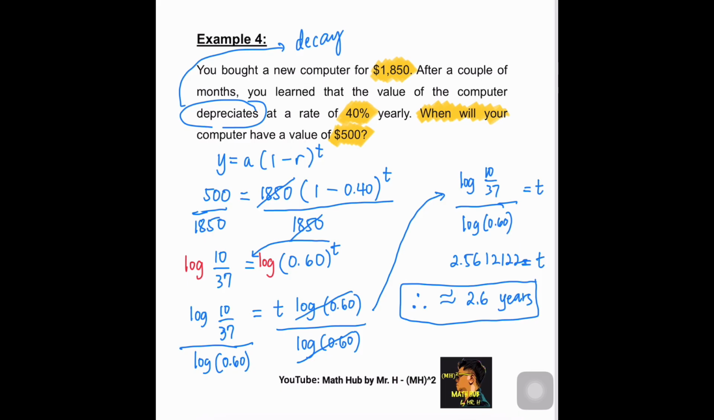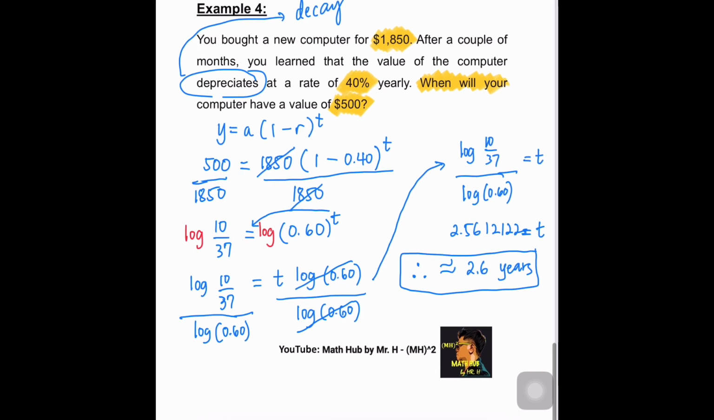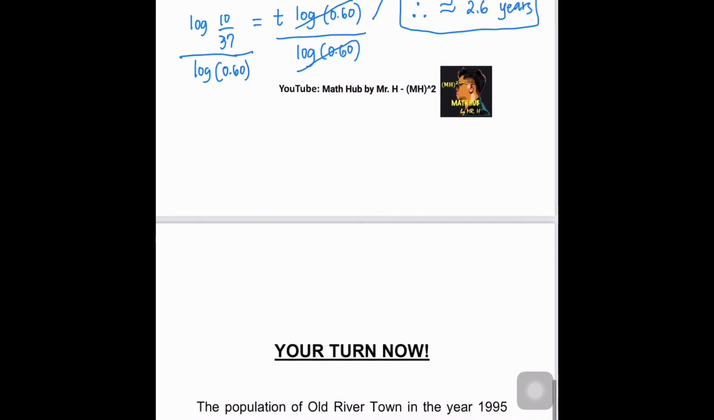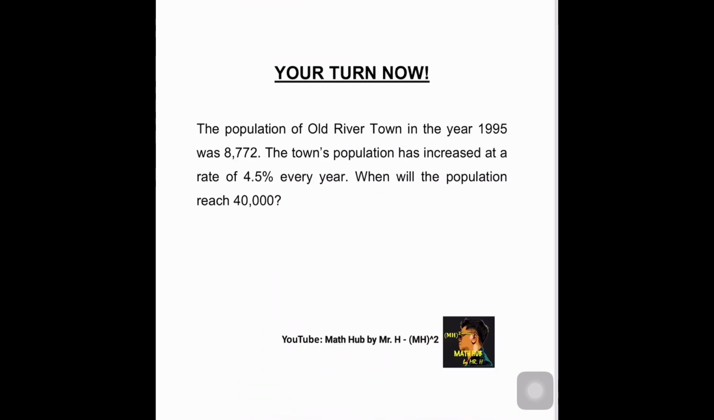So for your challenge, so you grab your pen and paper and solve this question. The population of Old River Town in the year 1995 was 8,772. The town's population has increased at a rate of 4.5% every year. When will the population reach 40,000?